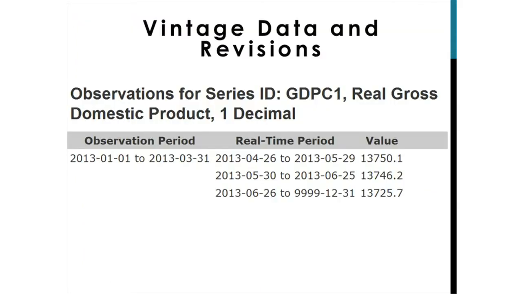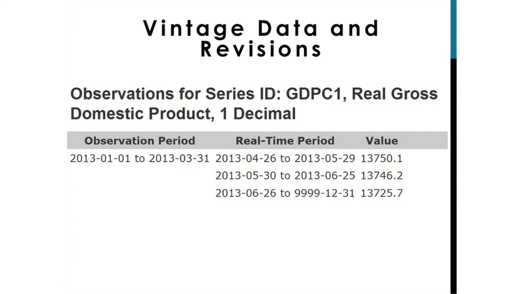When you revise data, there are a few things that you have to account for. So we have the observation period, which is the measurement interval. This here is the first quarter of 2013. And then you have the real time period, which is the time period that the data is valid.